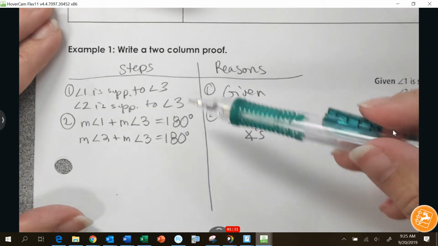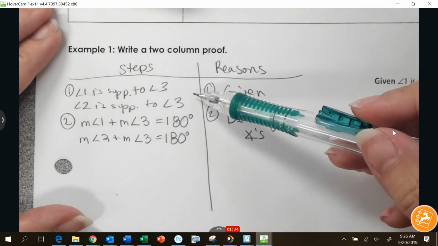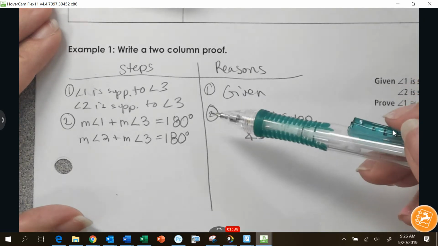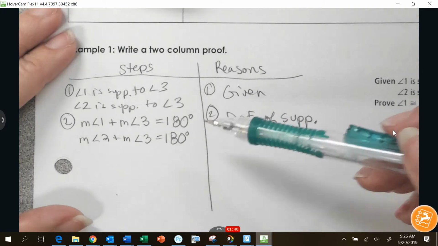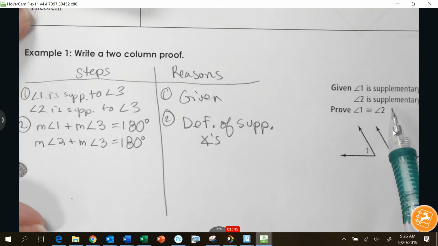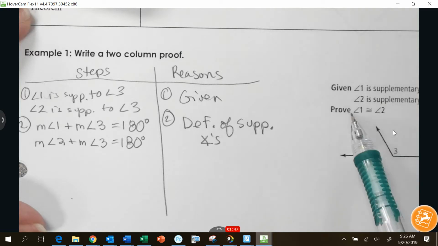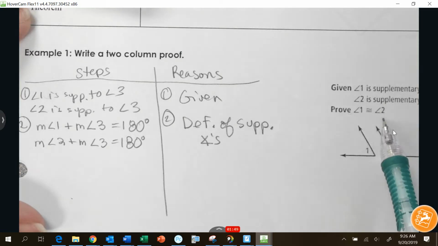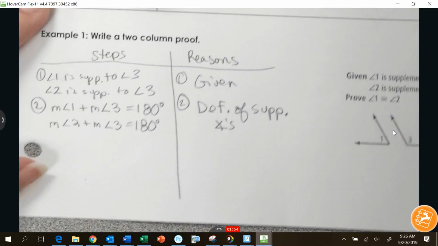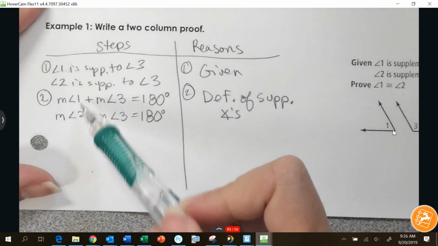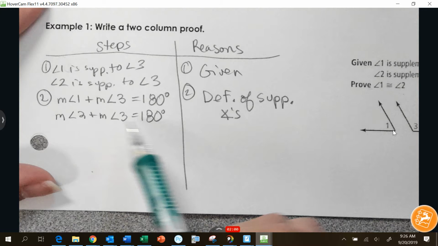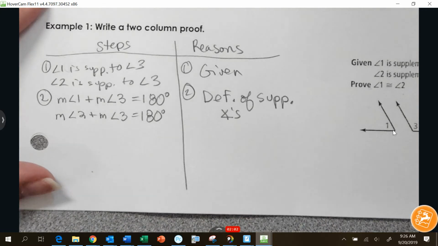So that's what you were doing in your assignment last night, just taking information and coming up with what your next step could possibly be. Now here's where it gets a little tricky. In the back of your mind, you have to be thinking, I eventually need to have angle 1 on one side of an equal sign and angle 2 on the other side. That's where I need to get to. Currently, I have angle 1 and angle 2 in two separate equations. I need to somehow take this information and make one equation.